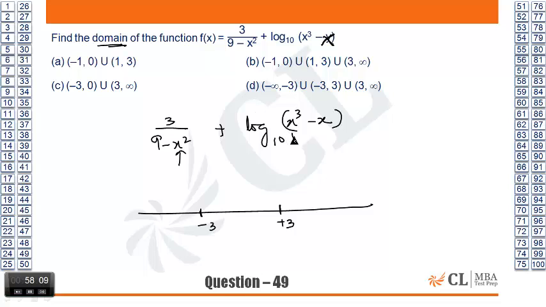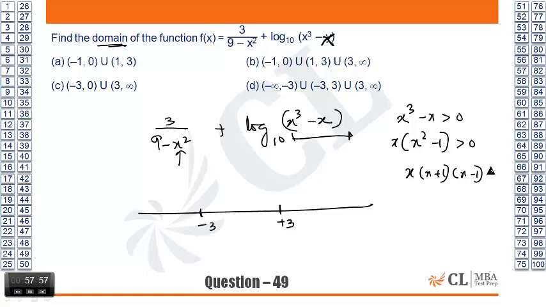And whatever is inside the log has to be greater than 0. This is a simple one. So x cube minus x should be greater than 0. That means x into x square minus 1 should be greater than 0. x into x plus 1 into x minus 1 should be greater than 0. Which means basically there are 3 roots: plus 1, 0 and minus 1. And that is a cubic that goes like this, which will be positive here, negative here, positive here and negative here.